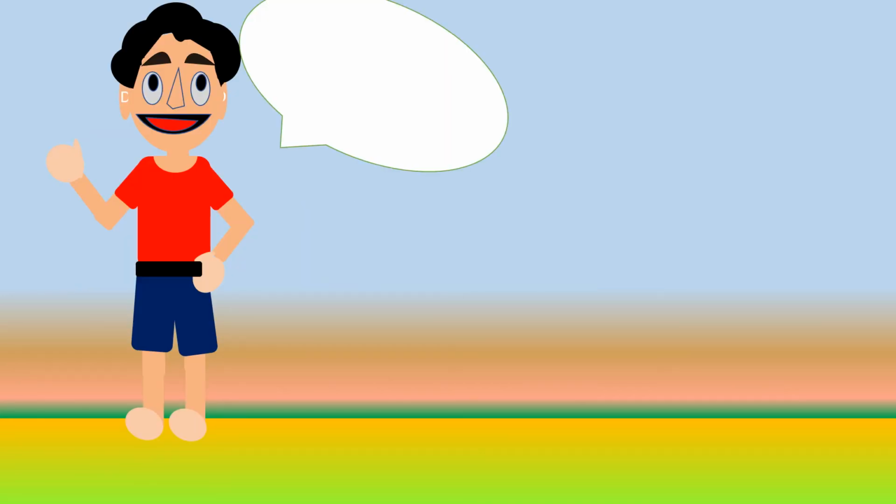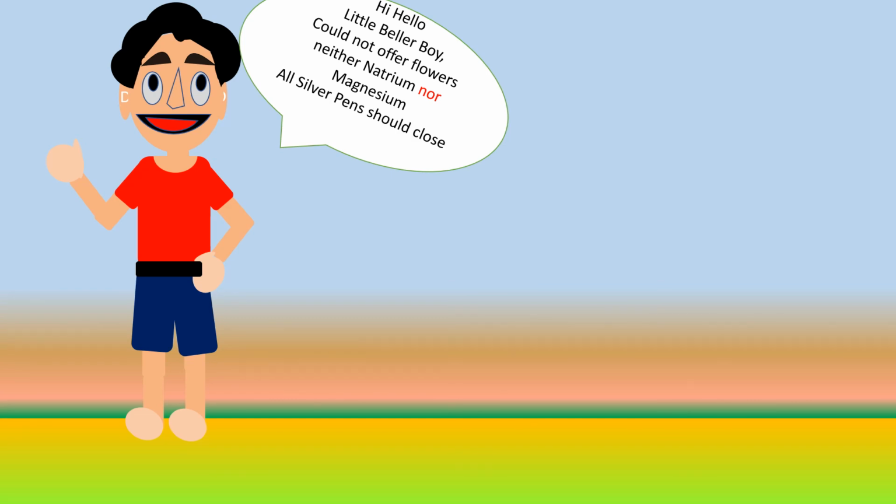Isn't it easy, children, memorizing all the names of the elements with their atomic numbers and symbols? A small sweet poem. Hi, hello, little Bella boy. Could not offer flowers, neither natrium nor magnesium. All silver pens should close. Army killed cattle. Have a good day.